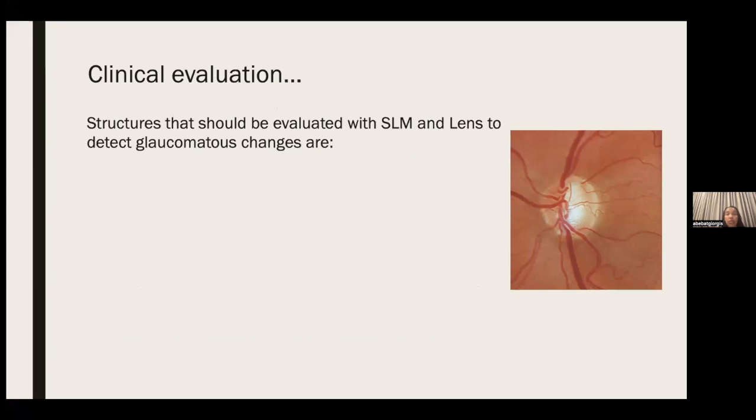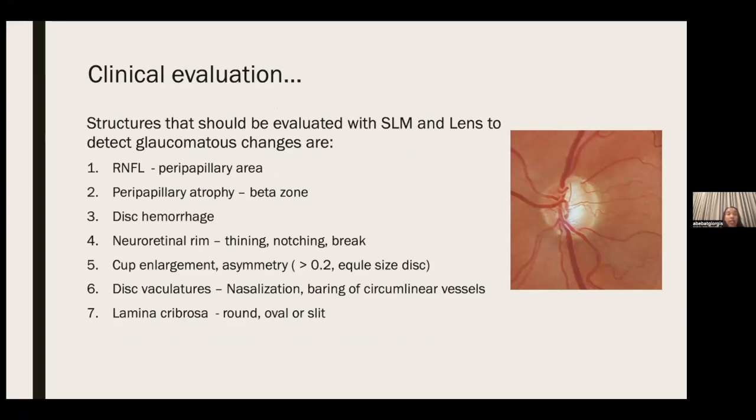The structures that should be evaluated with the slit lamp and the lenses to detect glaucomatous changes are the peripapillary retinal nerve fiber layer, peripapillary atrophy, particularly the beta zone, disc hemorrhage, neuroretinal rim for thinning, notching, or break, cup enlargement, presence of asymmetry, and disc vasculature, either nasalization or bayoneting of circumlinear vessels, and the lamina cribrosa, whether it's round, oval, or slit, because it has meaning with the stage of glaucoma.